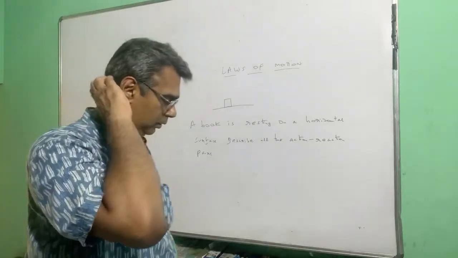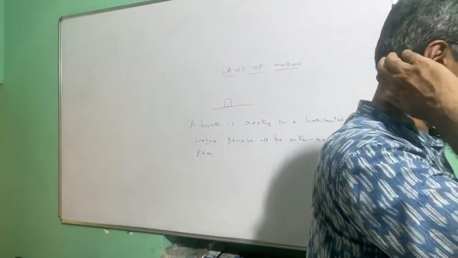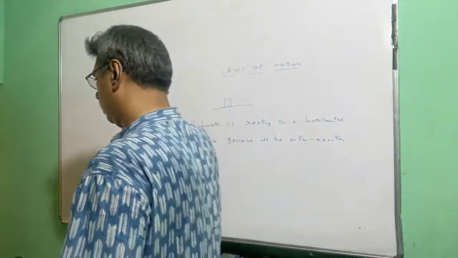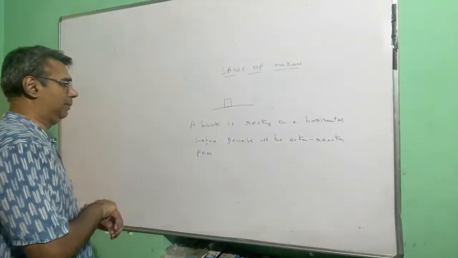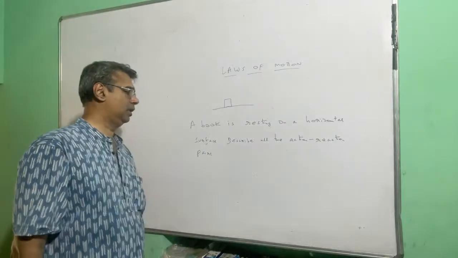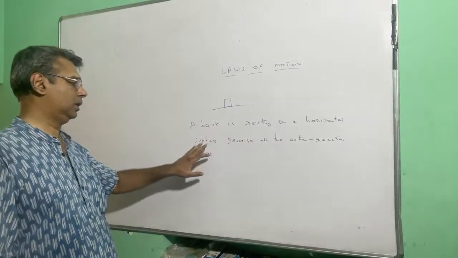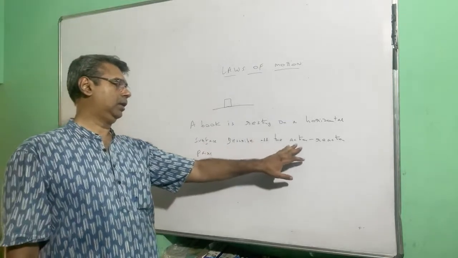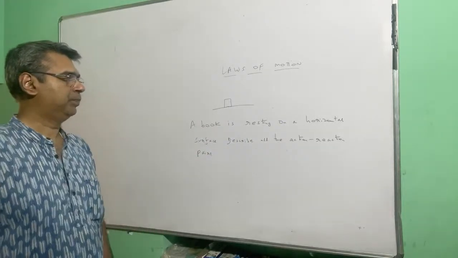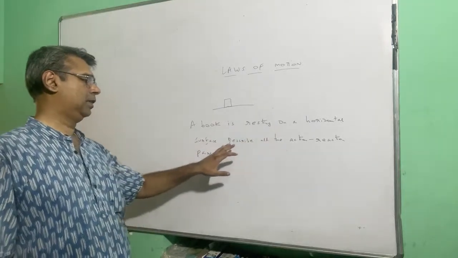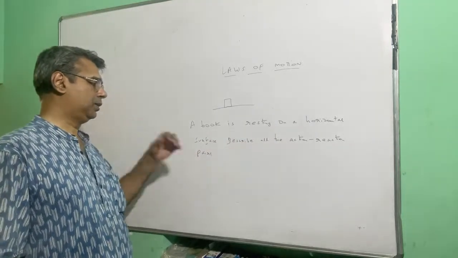Okay, so all of you listen, we are going to start a new chapter today, and the name of the chapter is Laws of Motion. In this chapter I am going to discuss one question. A book is resting on a horizontal surface. Describe all the action reaction pairs.